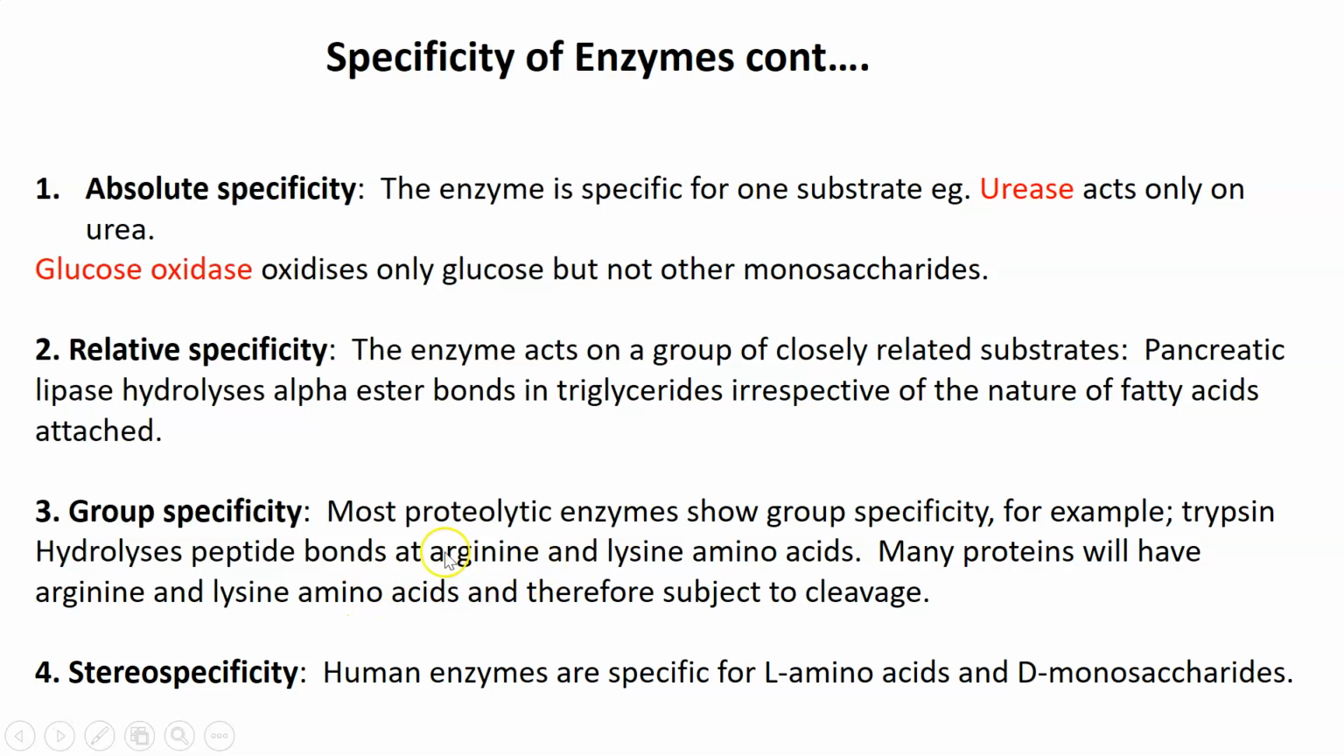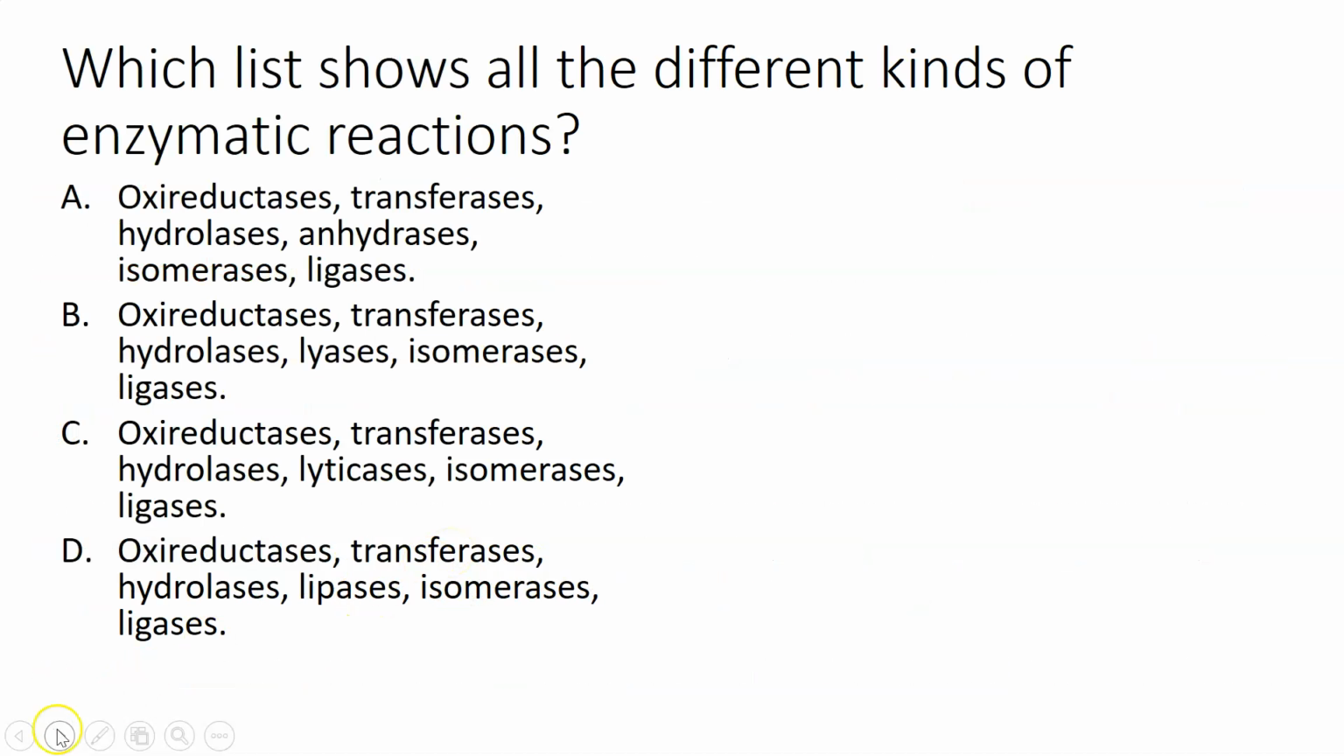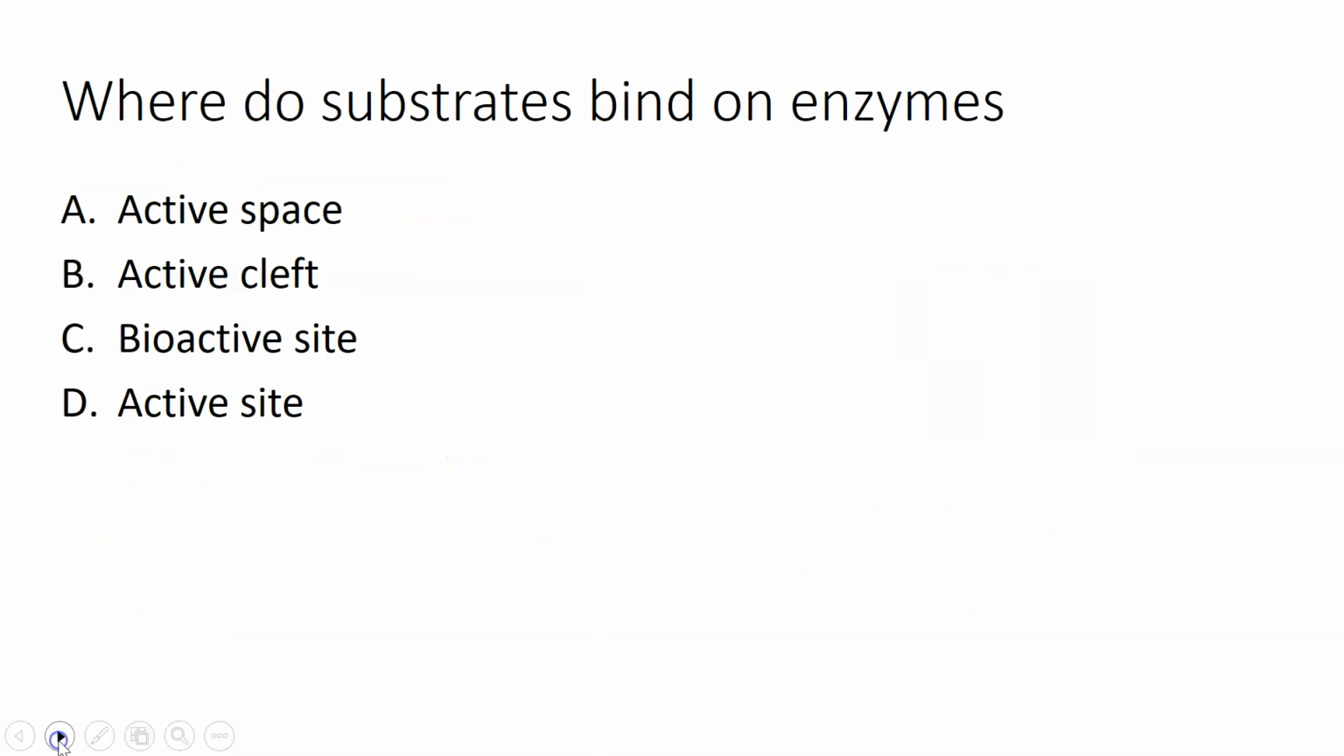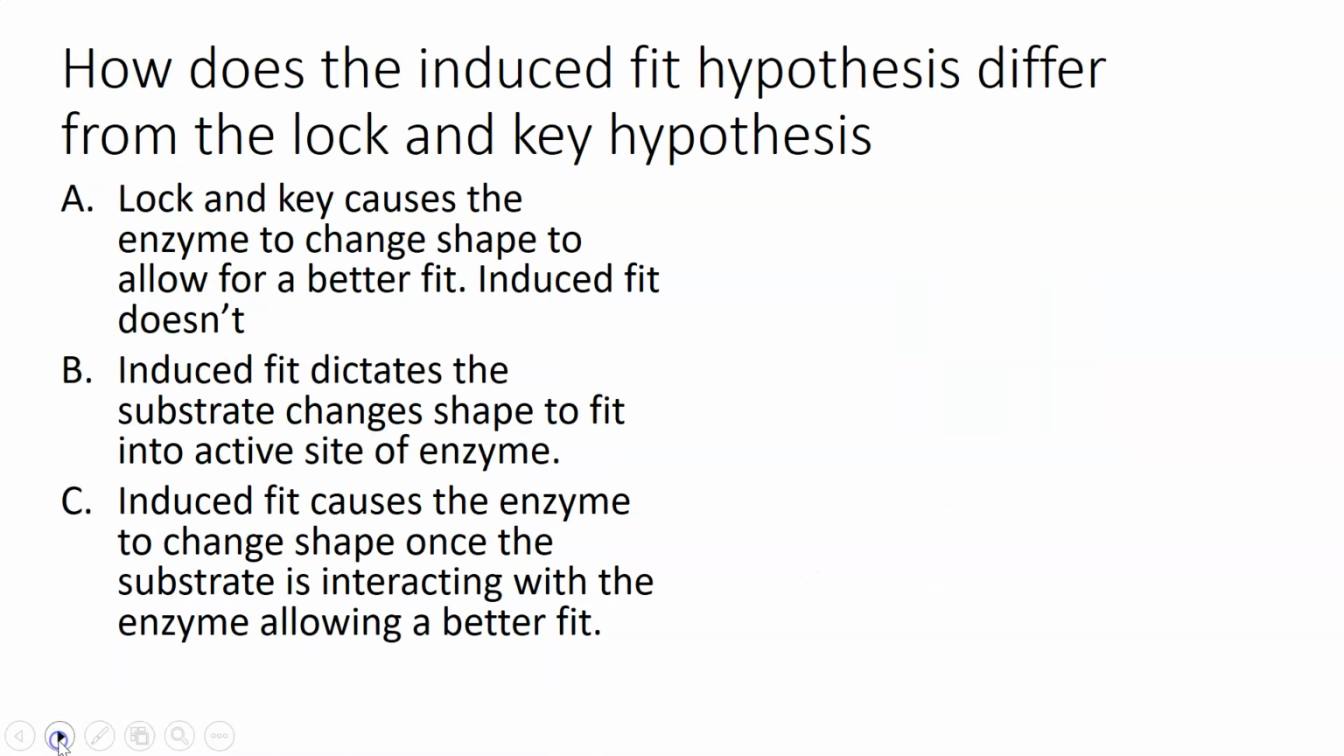And then there's stereospecificity. Specific for the left-handed version or the right-handed version of the substrates. So that's quite broad. That's even much more broad in terms of specificity. Those are the types of specificities which enzymes demonstrate. I'm going to now just skip through these questions.